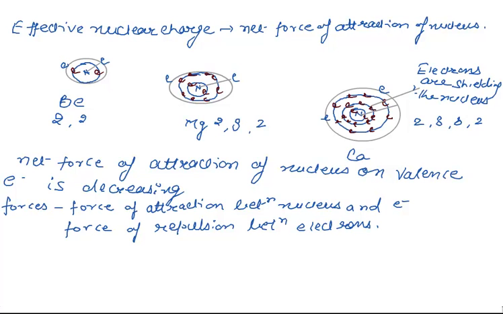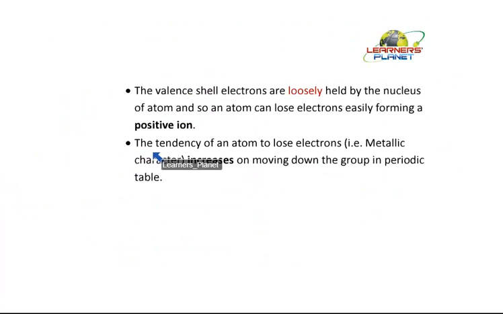That is your calcium. What does it do, students? It gives out how many electrons? It is giving out 2 electrons and is forming what? Ca2+ ion. So because of this less net force of attraction, Ca can easily form Ca2+ ion. The tendency of an atom to lose electrons, what is it? Metallic character, increases on moving down the group in a periodic table.